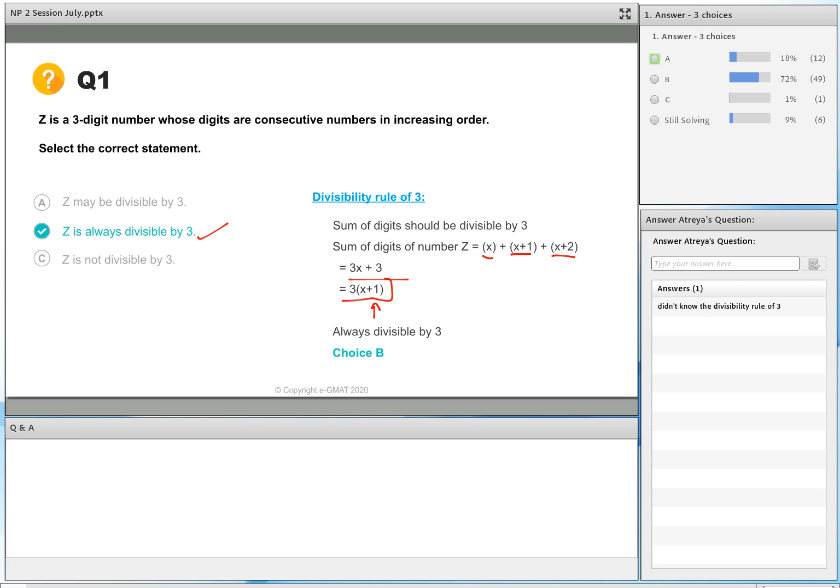Didn't know the divisibility rule of 3. Okay, one concept gap. So I want you to know the divisibility rule of all numbers from 1. Again, 1 doesn't have any divisibility rule, right? So from 2 to, I would say, 12 or 15. That's going to help. Not 13, but yes, numbers like 8, 4, 5, 6, then 11. All these divisibility rules are very, very important. So please keep them in mind.